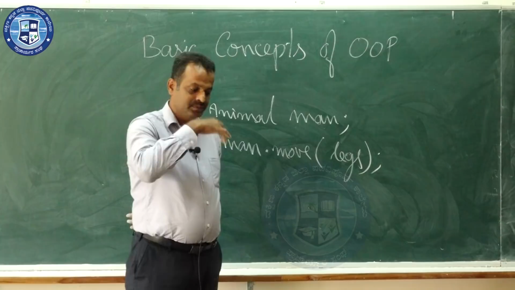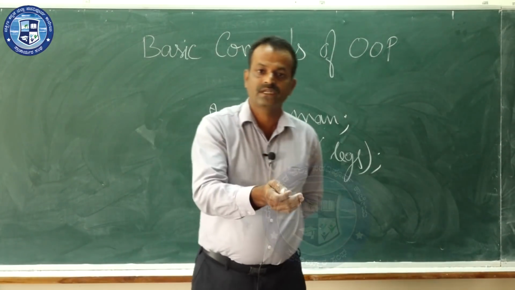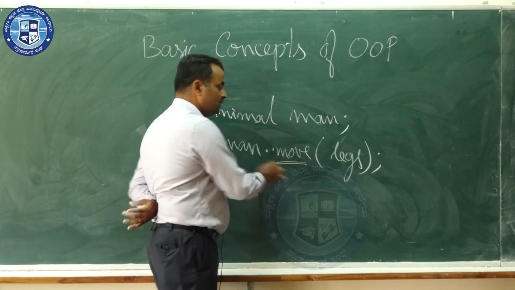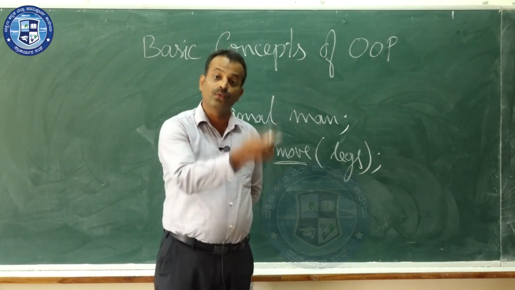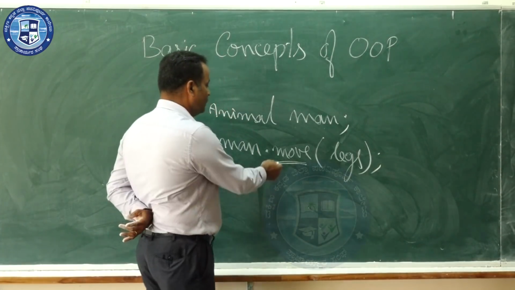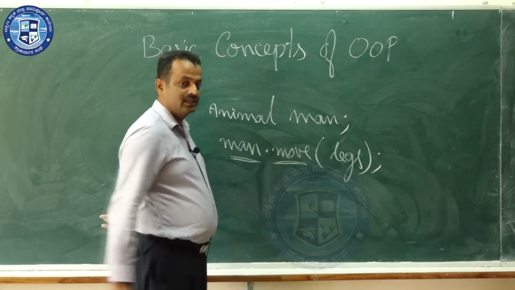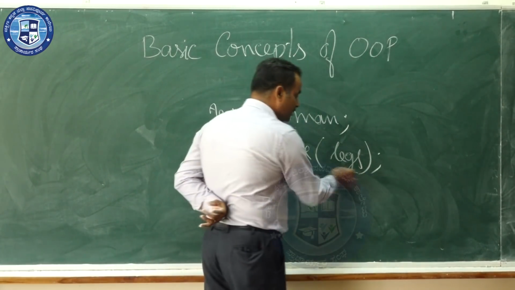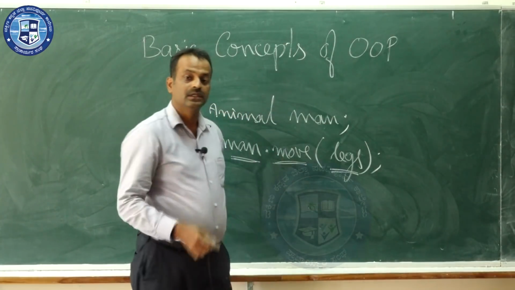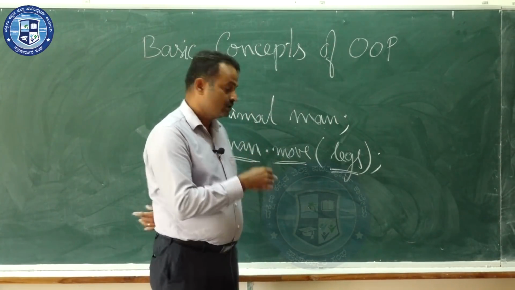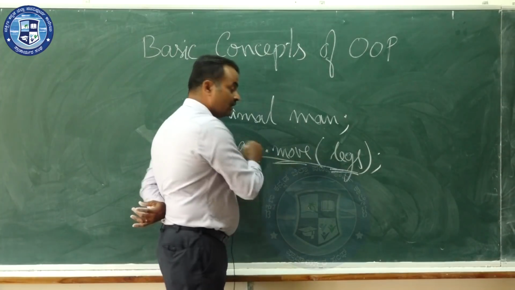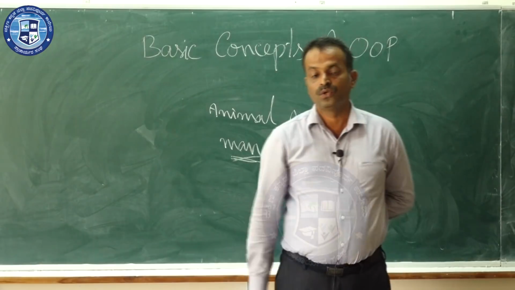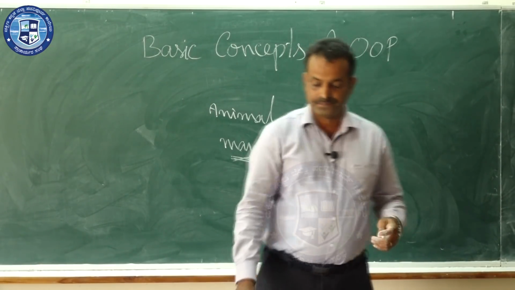What I am doing is just requesting for the execution of a function. And which function is being executed here? The move function is executed. On which object is the move function executed? On the object man. And what are the arguments passed to the function? The legs are passed to the move function. This is a request for the execution of the function, and that is known as message passing.